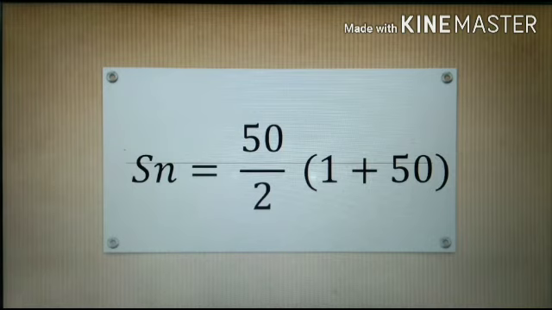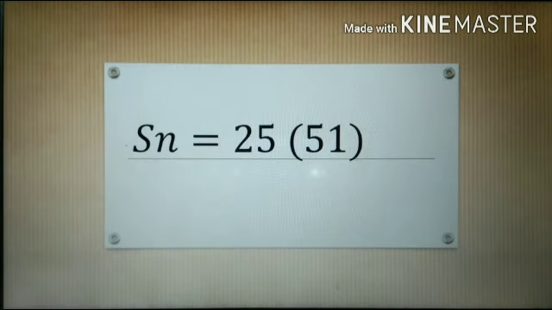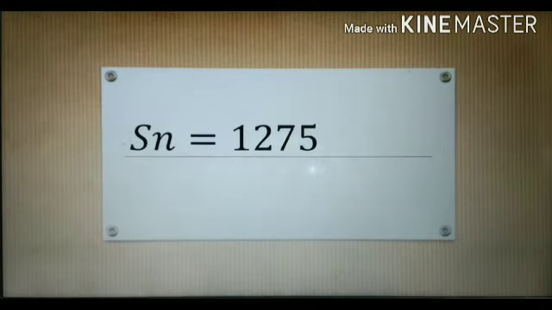And 50 over 2 is equal to 25, and 50 plus 1 is 51. So 25 times 51 is equal to 1,275. So the sum of the integers from 1 to 50 is 1,275.